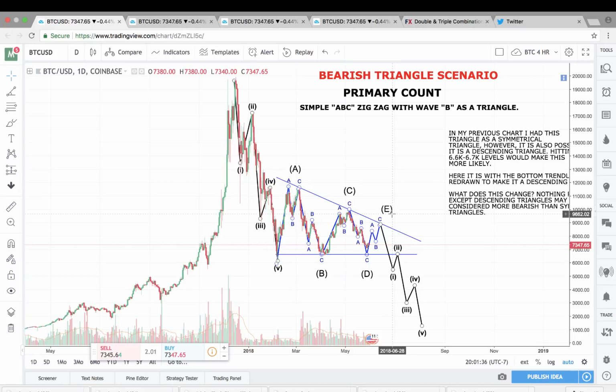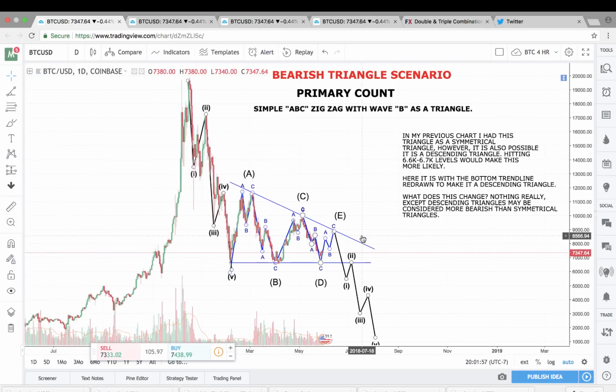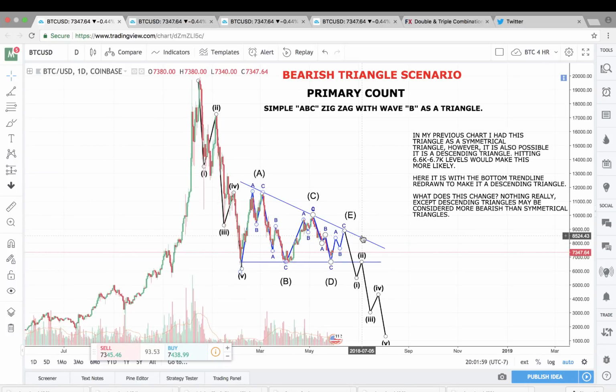It's important to keep in mind that in a triangle, you can have multiple double combo or triple combo waves here. They don't have to be ABCs. I've illustrated them as ABCs here to make it simple for you guys, but you have to keep in mind that they could be double and triple combo waves, so it's going to be very hard to count these smaller waves within this triangle. That being said, this is the bearish triangle count. Assuming that we are in a triangle here as a wave B, this would be the bearish count, and this is the one that I've posted.